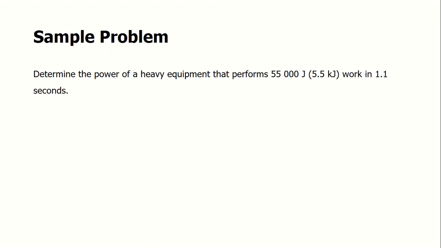Here's a sample problem. Determine the power of a heavy equipment that performs 55,000 joules, or if we divide this by 1,000, I think it should be 55 kilojoules, in 1.1 seconds. So very fast, right? Around 1 second, it can already perform this much work.